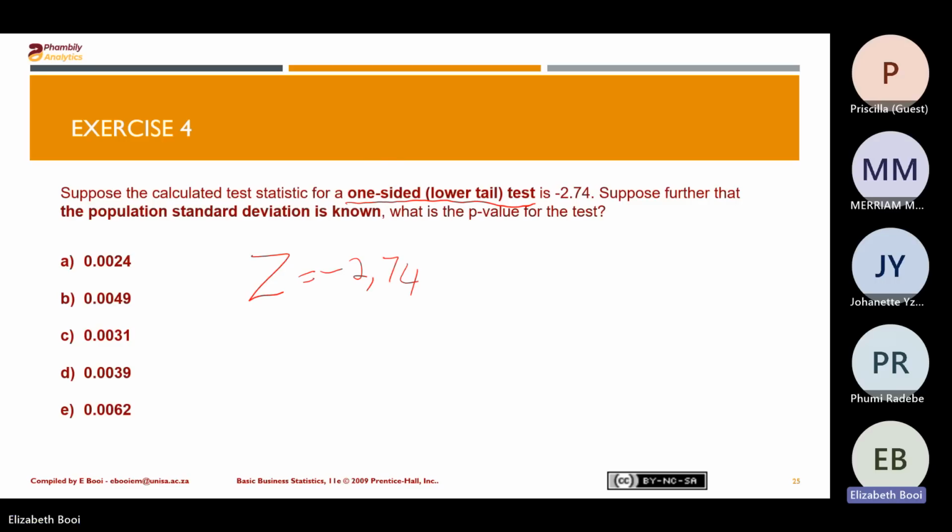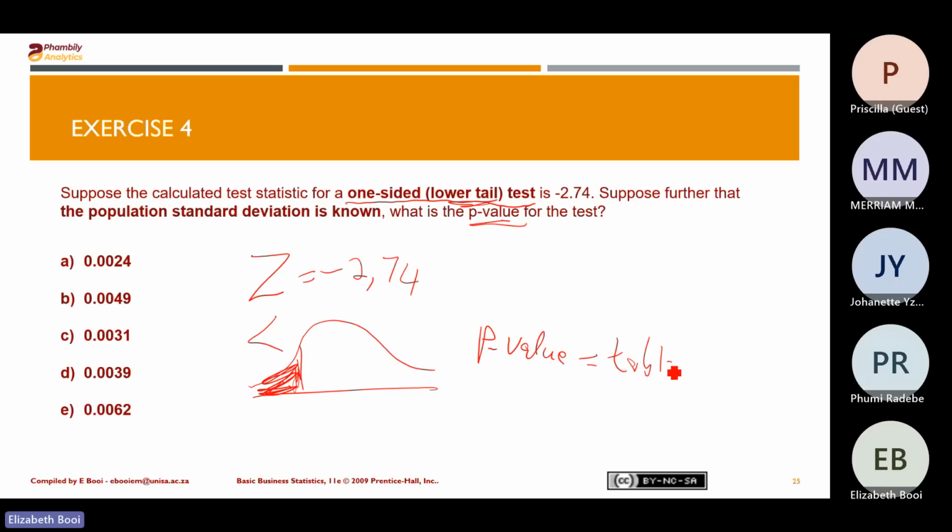One-sided test. What does that mean? It means you have, and they also tell you that it is on the lower side. So it means it's on this side. That's where your region of rejection would be, right? So if it's on this side, therefore it means it's on the less than. So if this is your test statistic, suppose that the population standard deviation is known, what will be the p-value? So you always need to remember that. Because it's on this side, your p-value will just be the table value.